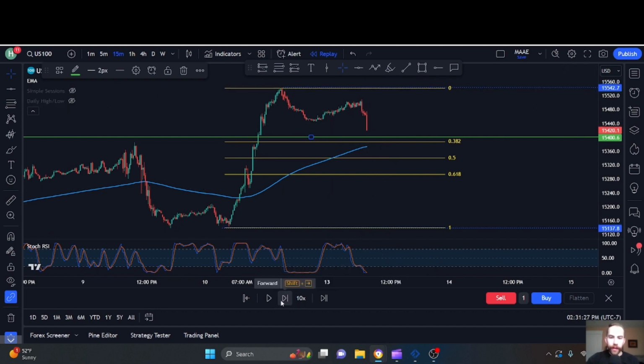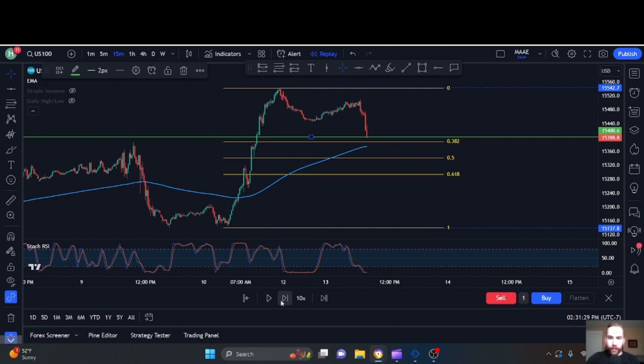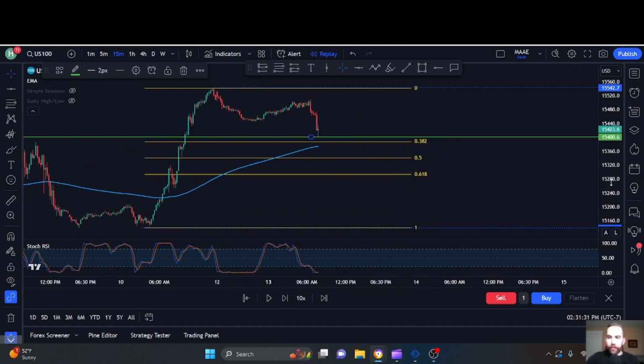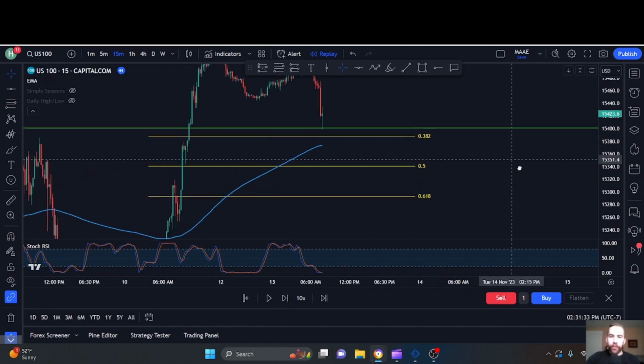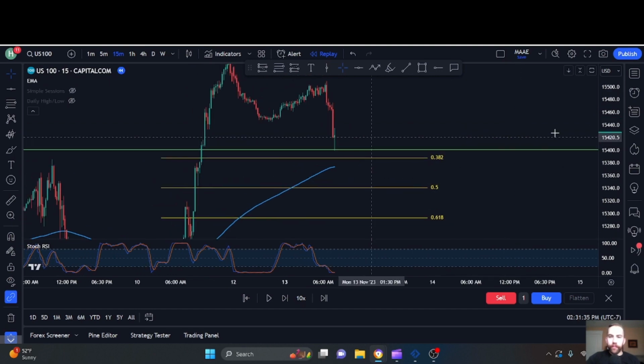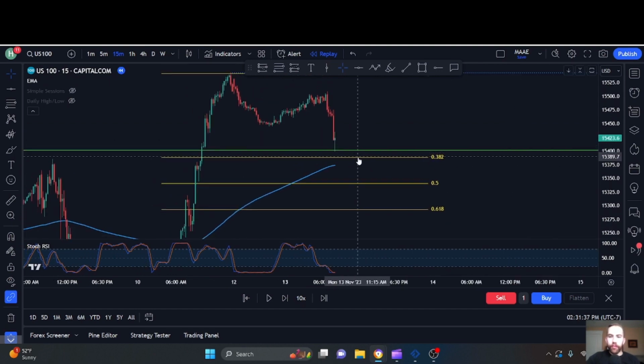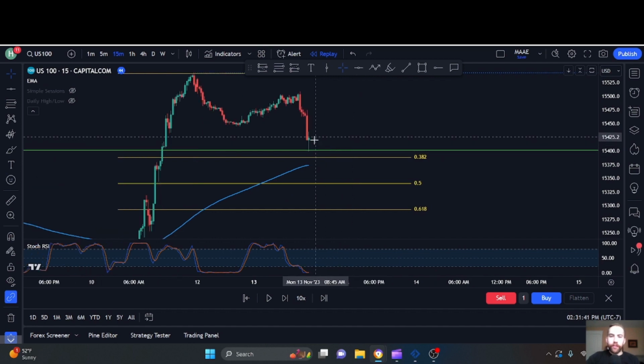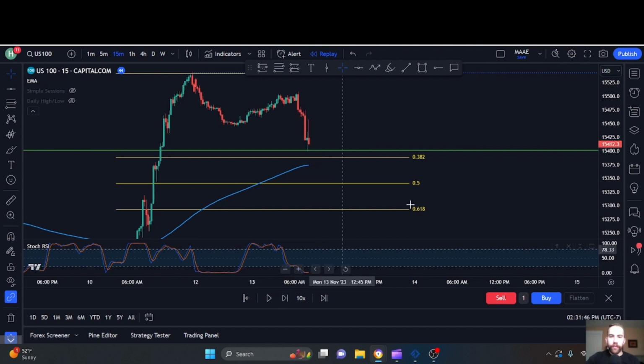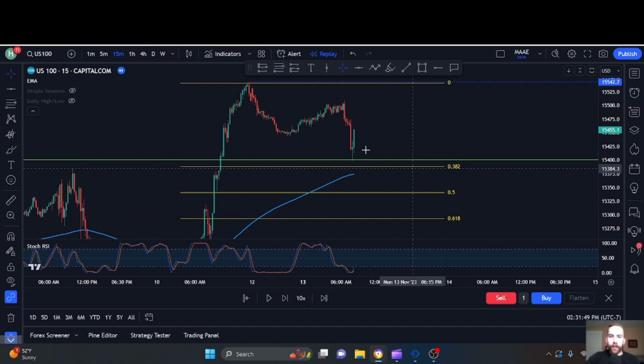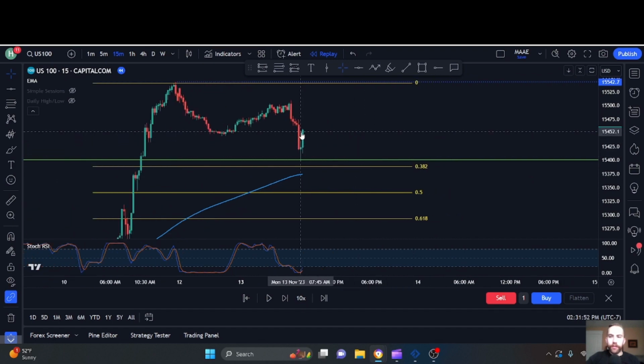So I waited for that, and we did get a nice bounce right there. I always want to wait for one more candle. So this got pretty close to the 0.382 level and bounced right at 400. But instead of jumping in right there, I waited for one more candle. And we got a nice bullish candle here. I got in right before the candle closed.